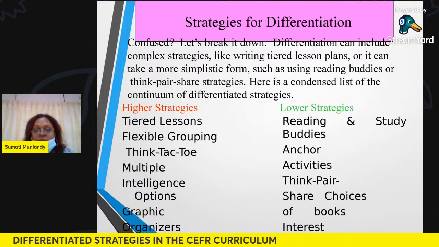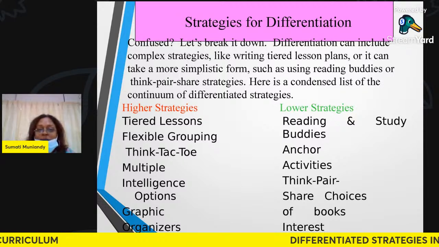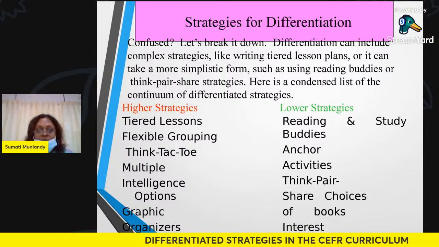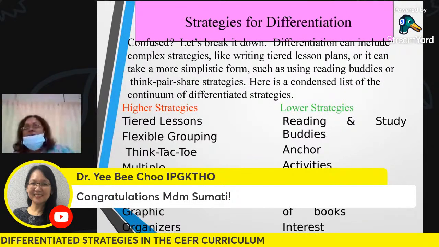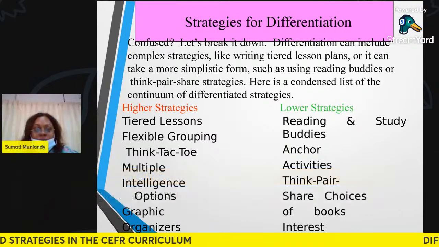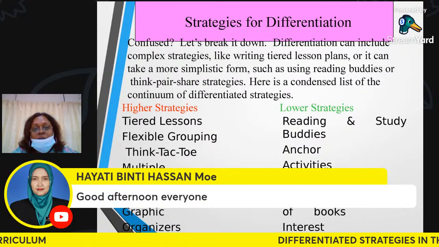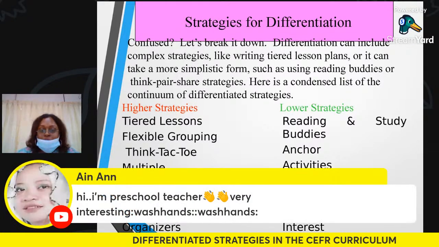And then reading buddies, study buddies, anchor activities, think-pair-share. This one I'm sure you all know. Choices of books, interests, right? So these are the things. Some of the students, if you look at them, they like reading, they like books, all right? So you have to cater to their needs based on all this, yeah?